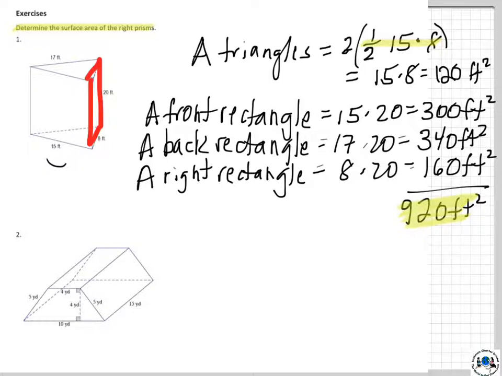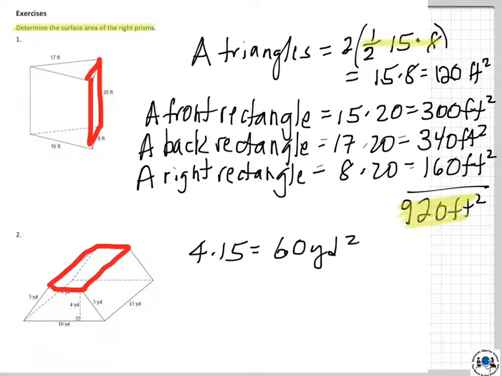Let's go ahead and look at number 2 now. That is a trapezoidal pyramid. It's a trapezoid there in front. Let's go ahead and do the same, take it apart and look at it side by side. Firstly, that top rectangle right there, and we know that is 4 times 15. Again, length times width, 4 times 15, so we have 60 square yards for that bit.